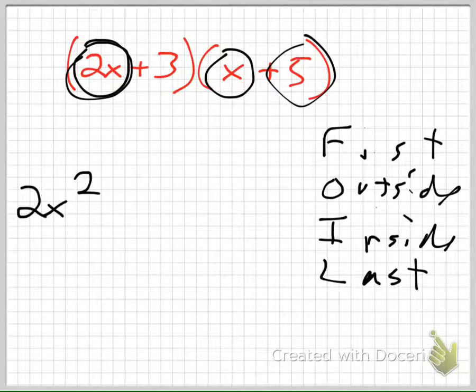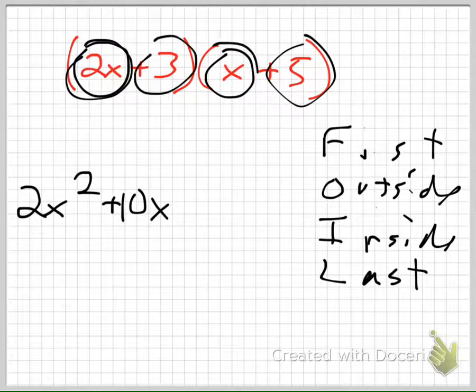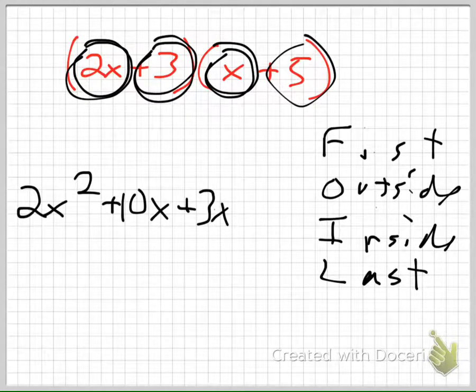2x times 5 is plus 10x. Inside, the two that are on the inside. 3 times x is plus 3x. And then last is the two last. 3 times 5 is plus 15. Plus 15. Can I combine anything? When you do the FOIL method, what you're going to be able to combine is the two middle ones.